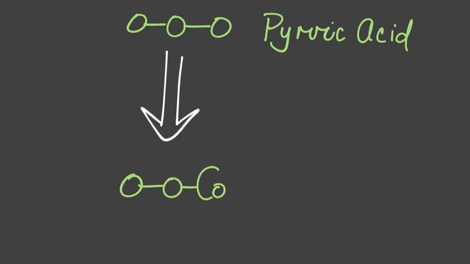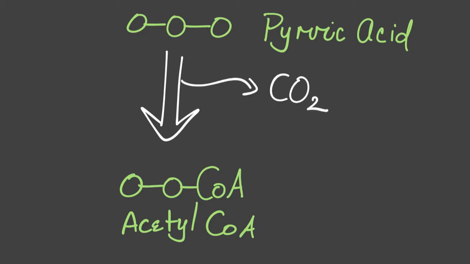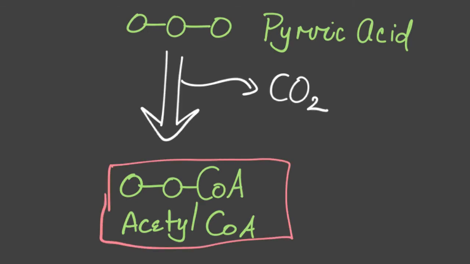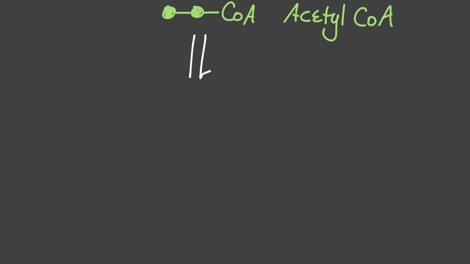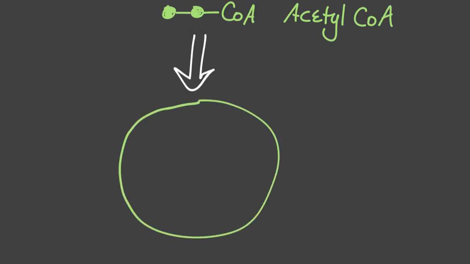The next step is to convert pyruvic acid to acetyl-CoA. We're going from a 3-carbon molecule to a 2-carbon molecule. As a result, we lose 1 carbon dioxide. Acetyl-CoA, as we remember, is the most important molecule in this entire process. Acetyl-CoA must now enter the mitochondria from the cytosol. Once it enters the mitochondria, it is in the mitochondrial matrix where it enters the citric acid cycle.